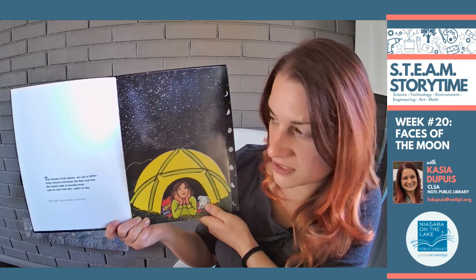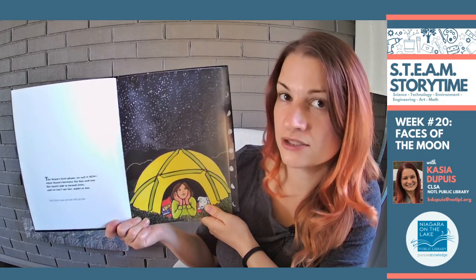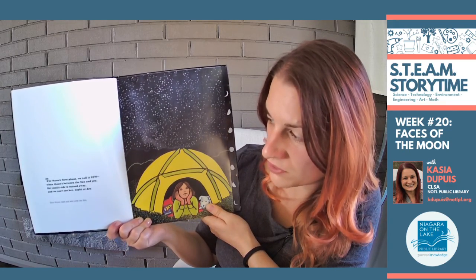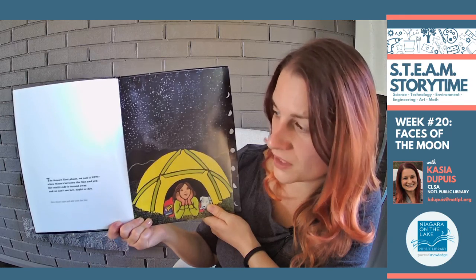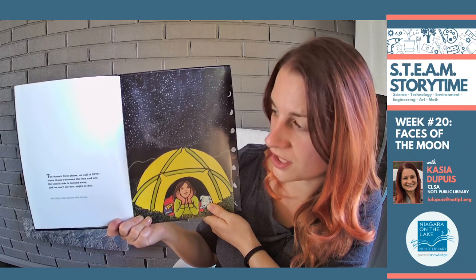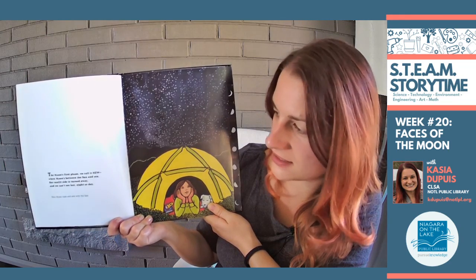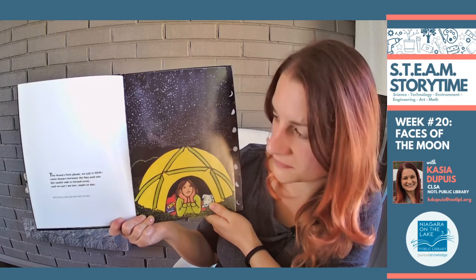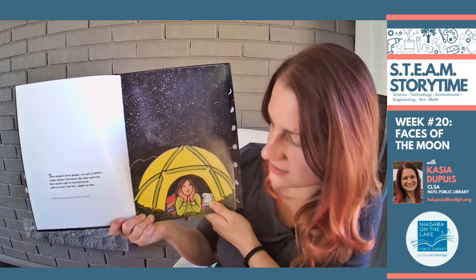The moon's first phase, we call it new, when moon's between the sun and you. Her sunlit side is turned away, and we can't see her night or day. The new moon rises and sets with the sun.